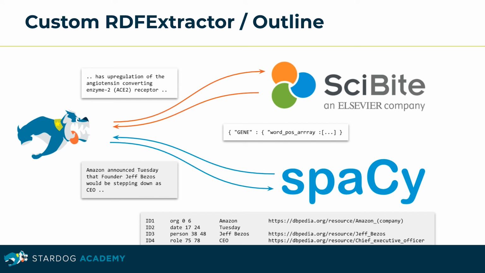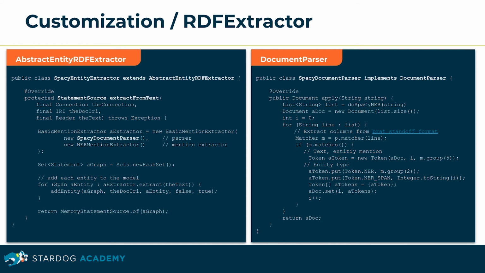Further, as part of a prototype, we integrated a popular Python framework, spaCy, to demonstrate extraction of management change events from web media. As shown in the code snippet on the left, a custom RDFExtractor exposes a set of statements gathered from text input by implementing the extract from text method.